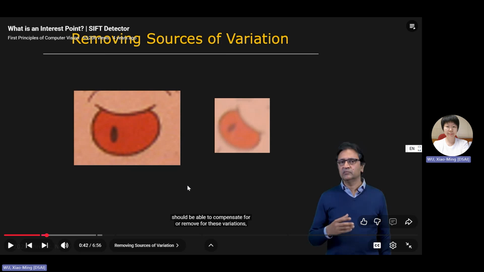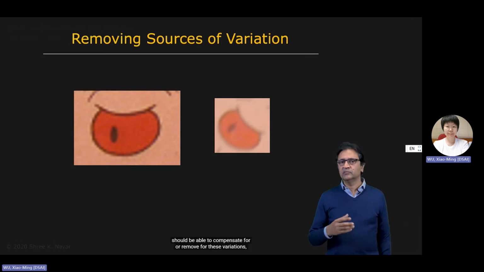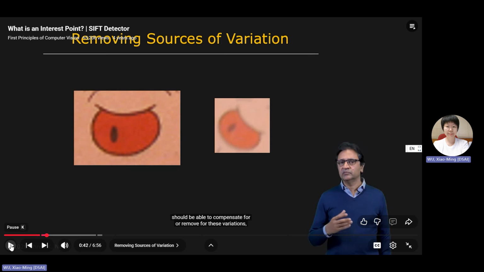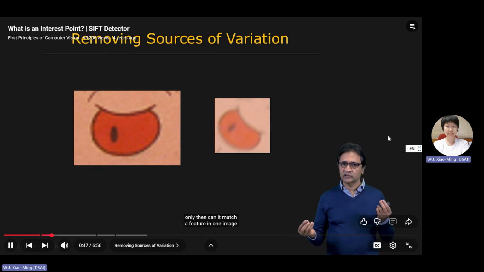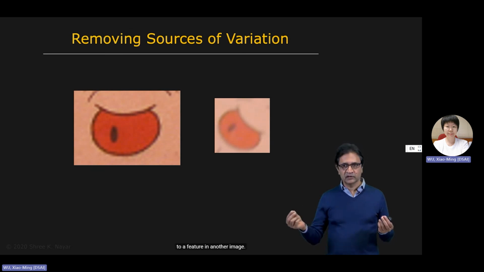If we want to match the two patches, they have different scaling and orientation, as well as illumination, lighting changes. So our detector should be robust to these factors. It should compensate for or remove these variations. Only then can it match a feature in one image to a feature in another image.